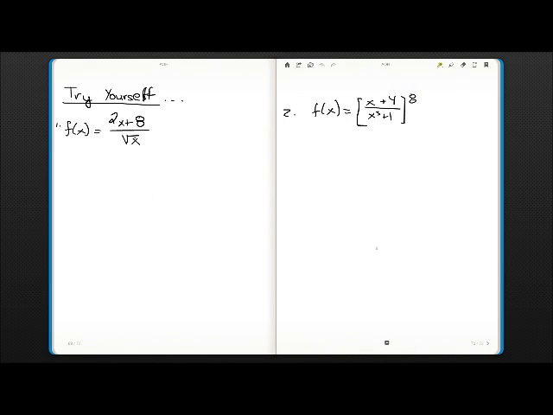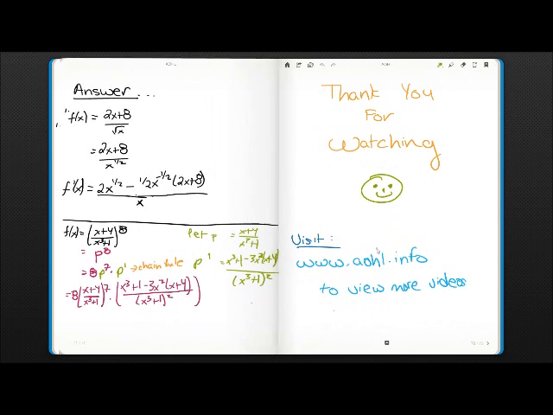So here are two examples. You can try them yourself. Pause the video. Now I'm going to show you the answer.